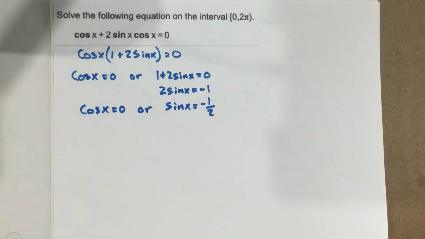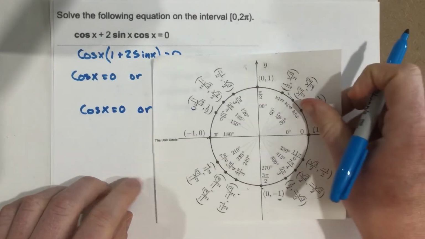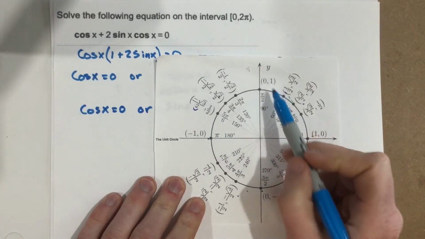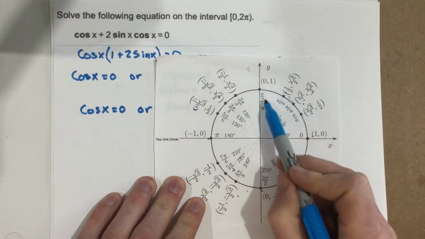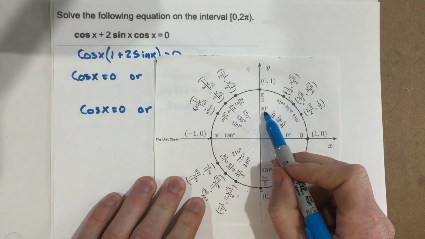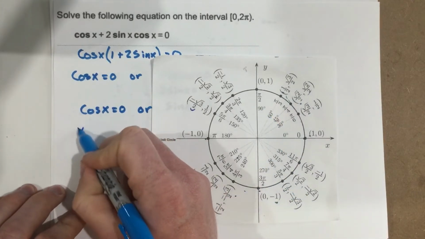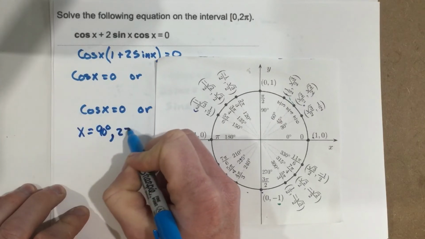Now, if I get the unit circle out, I can figure out where cosine is equal to 0. So first of all, we know cosine is 0 at pi over 2. It's also 0, and you can see that there, at 3 pi over 2. So I'm going to write the degrees first. I'm going to write 90 and 270 degrees. So I know that my x value could equal 90 degrees or 270 degrees.